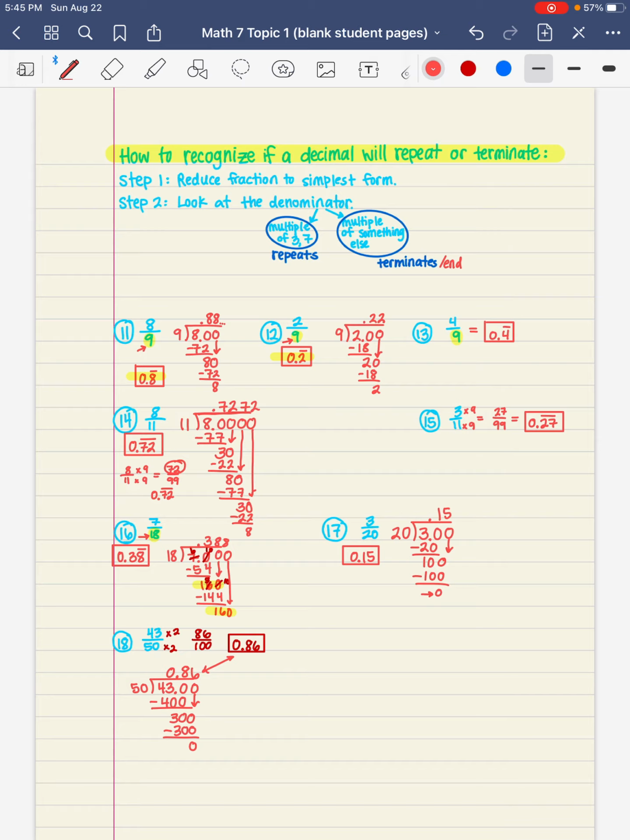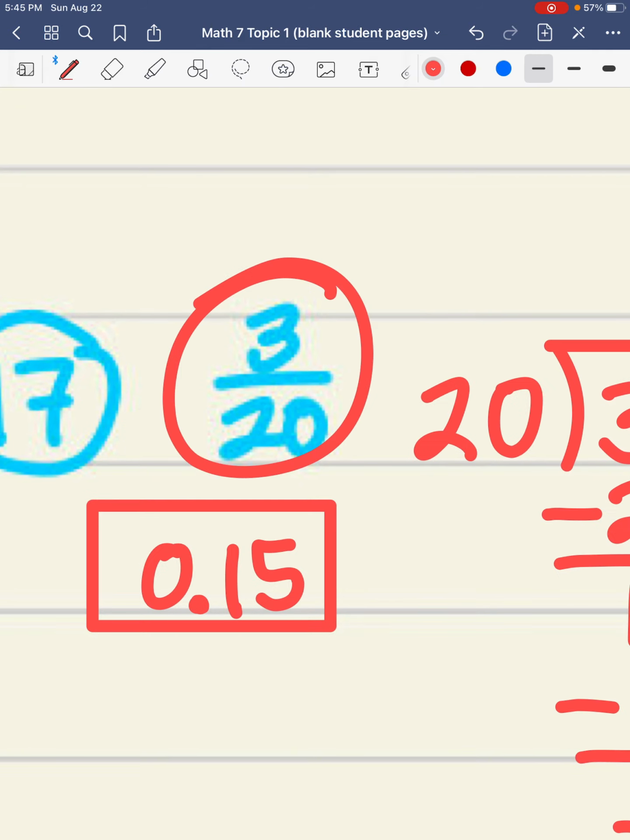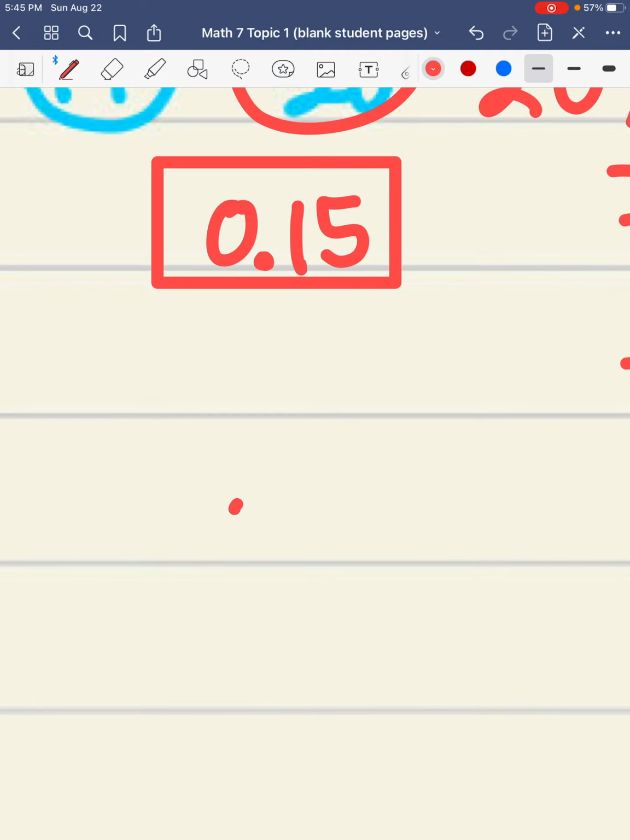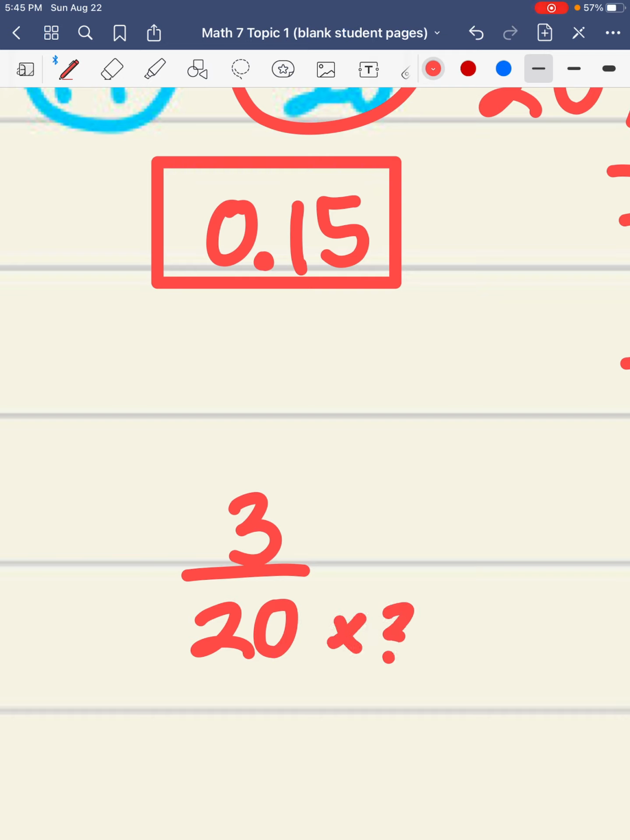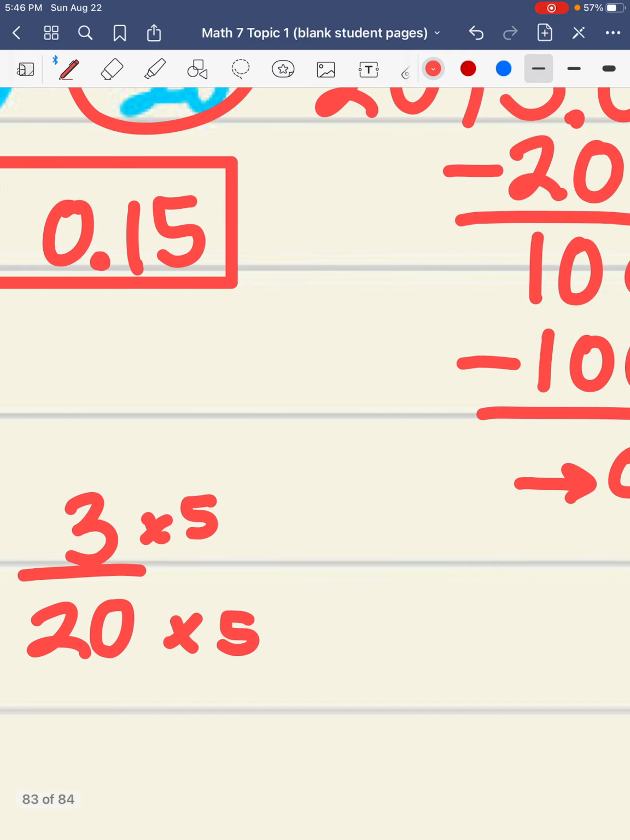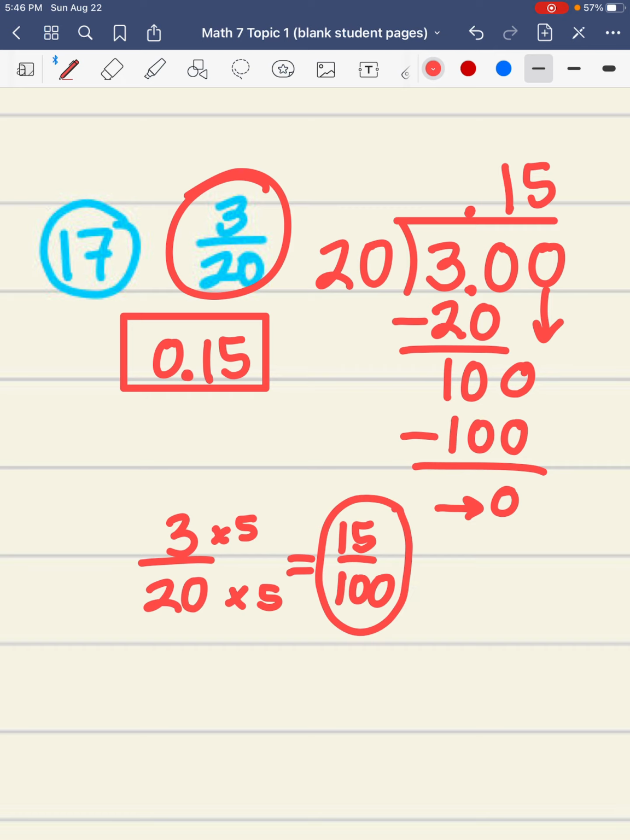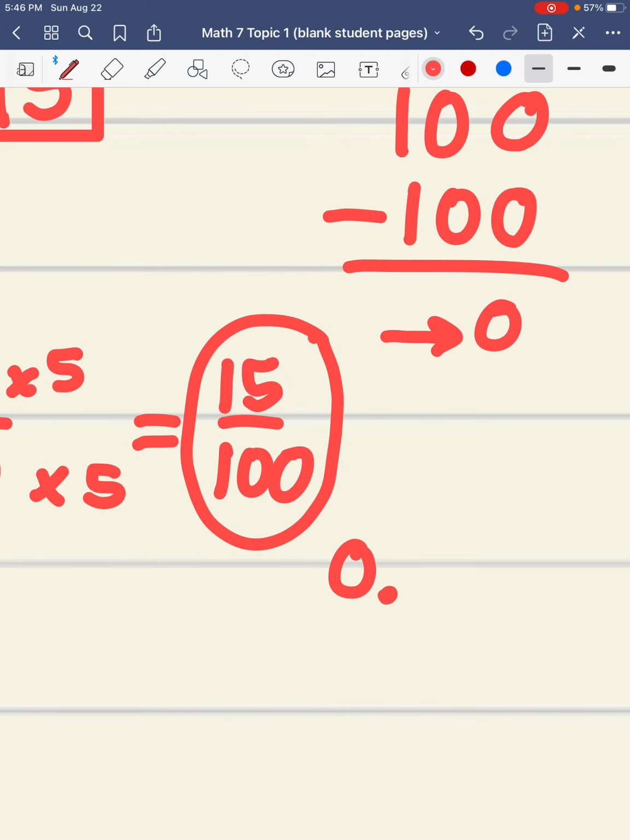Okay, and thinking about that, would I have been able to use a trick like that for this one here? Let's think on it. So we have 3 over 20. What would I have to multiply 20 by to get to 100? If you said 5, you're correct. I would multiply 20 times 5 to get to 100. I would also have to multiply this 3. So 3 times 5 is 15. 20 times 5 is 100. So to represent this right here as a decimal, I would write it as 0.15, 15 hundredths.